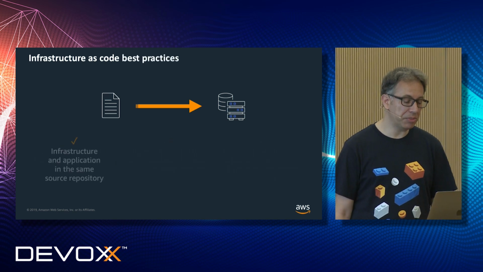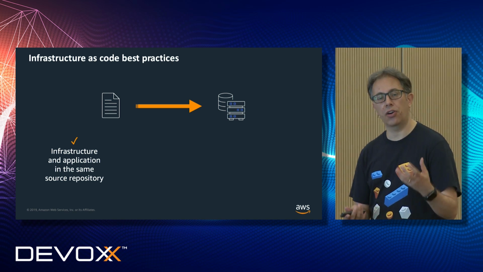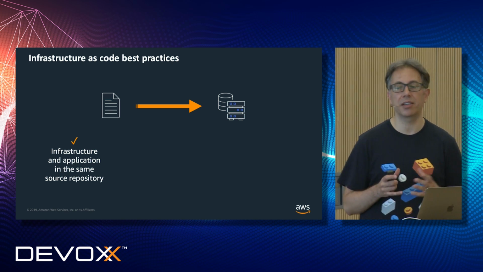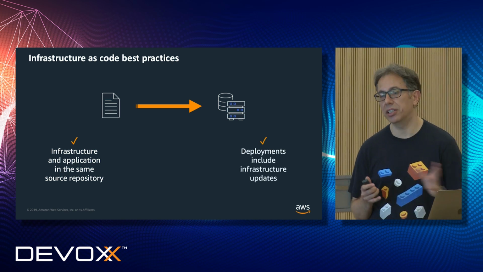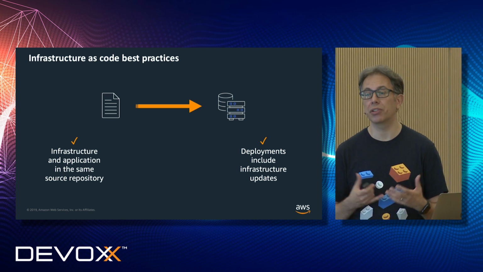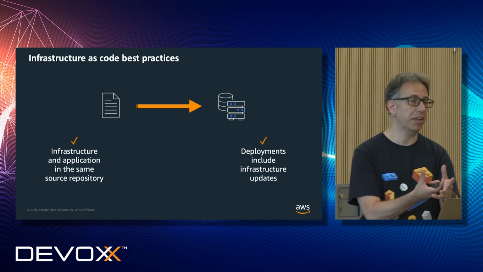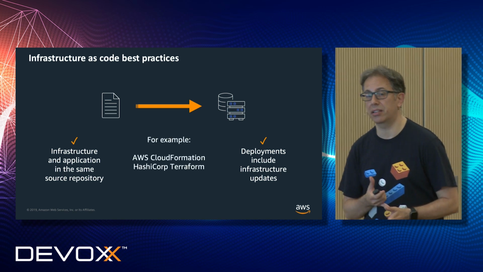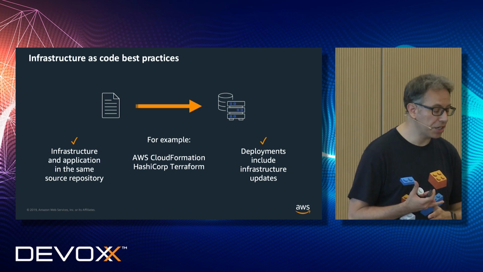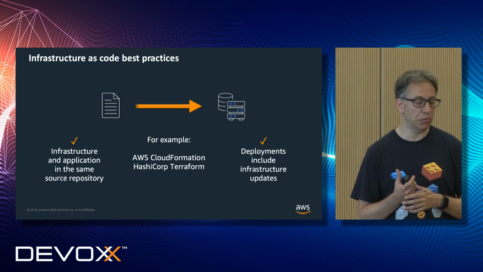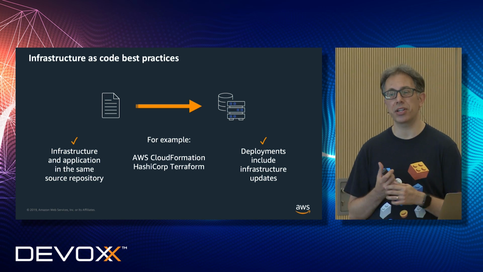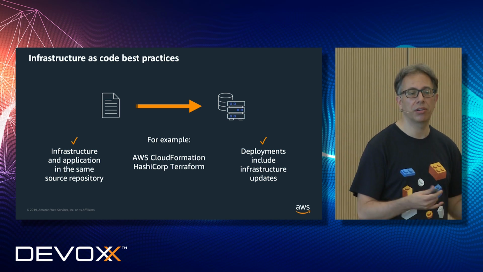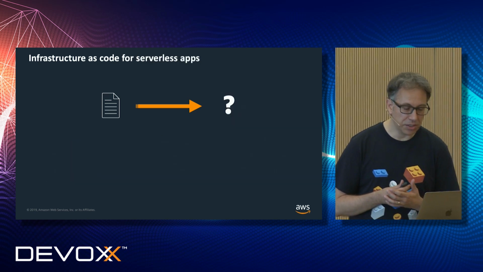Some of the best practices are that the code describing your infrastructure and the code of your application should be in the same repository. In this way, the deployment also includes infrastructure updates. So this is the new version of my application with the new version of my infrastructure. There are different tools to do that. For example, HashiCorp created Terraform, which is a great tool. On AWS, we have CloudFormation, which we created a few years ago, that allows you to define your code using YAML or JSON files.